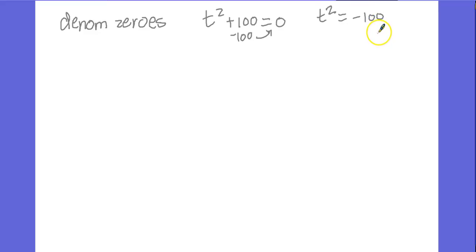And I am on high alert right now, because I'm about to square root a negative. So when I square root t squared, that gets rid of the squared. And I don't ever forget that I'm doing the positive and negative version of the square root of negative 100. That's not real. There's not a real number that will fit that. So my answer here is t is equal to positive and negative 10 imaginary.